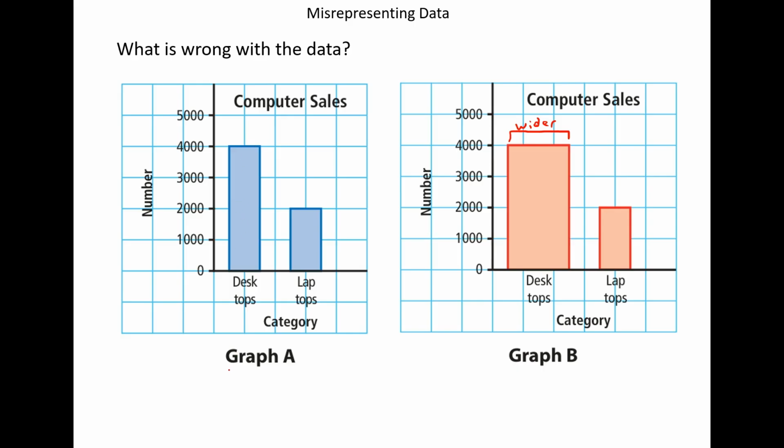So what's the difference? Graph B is misleading, right? Graph B is misleading because by making the bars wider for desktops, they're hoping to confuse a viewer to make it seem like desktop cells were that much higher than laptops. But when you actually draw it to the original size, it looks like, yeah, it is. It's double, right? Because you sell 4,000 desktops and then you sell 2,000 laptops. Desktops are doubled. But by making it wider here, they're trying to say it's more than just double. They're trying to mislead the audience here.